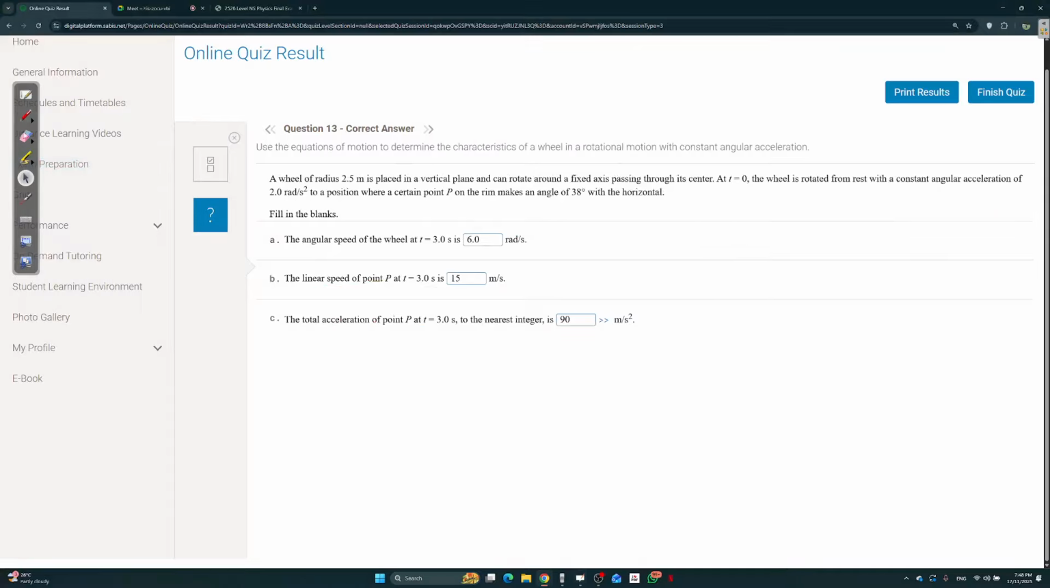Over here, they gave you the radius is 2.5. They said that at t equals 0, the acceleration is 2, so they gave us alpha.